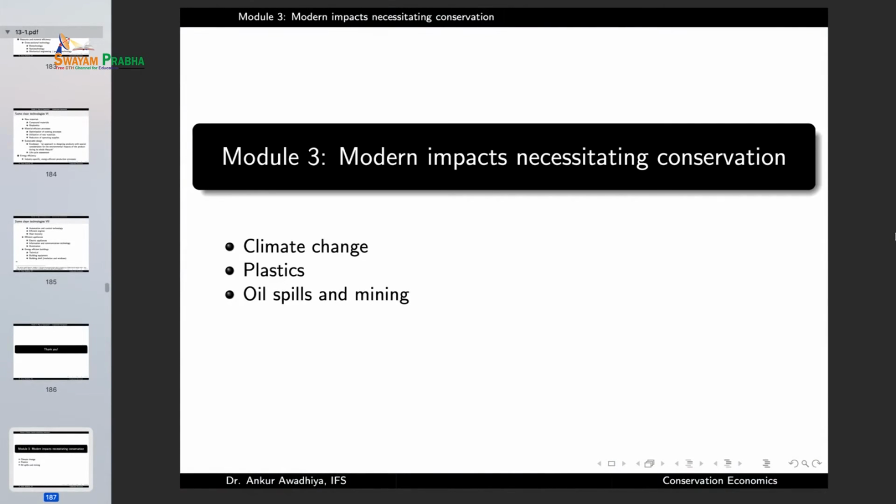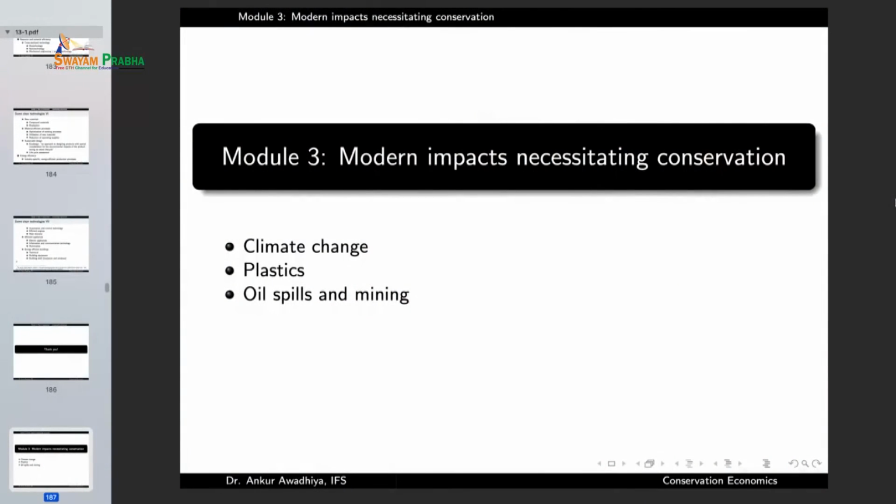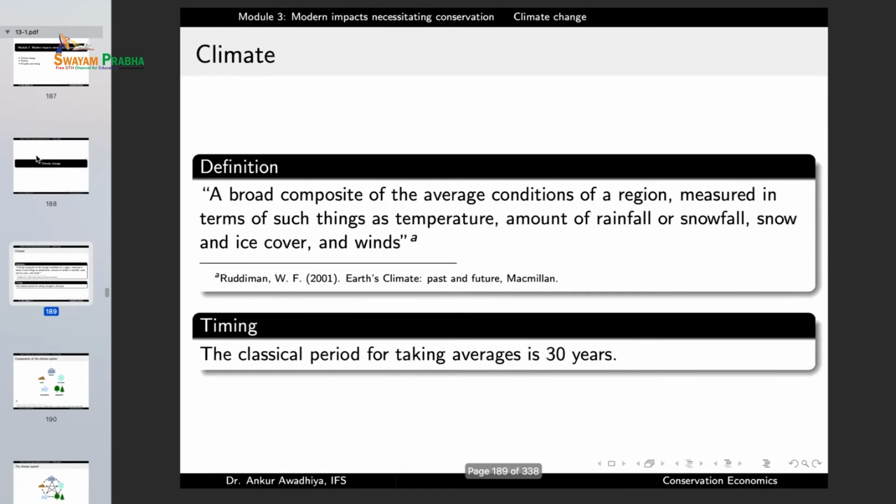So we looked at several clean technologies, and then in the third module, we looked at the modern impacts that are making conservation an urgency these days. Things like climate change, plastics, oil spills, and mining. Here we began with climate change. Climate is a broad composite of the average conditions of a region, measured in terms of things like temperature, rainfall, snowfall, snow and ice cover, and winds. Generally, we take these averages for 30 years.